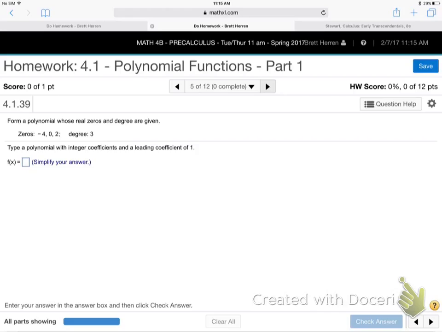Should be good practice. All right, so they're telling me the zeros. So they want me to come up with the equation. I'm working this one backwards. So they're telling me the zeros are -4, 0, and 2, and the degree is 3. So how do you do that? They want me to type in like the x cubed plus 3x plus, whatever, the equation from the zeros.